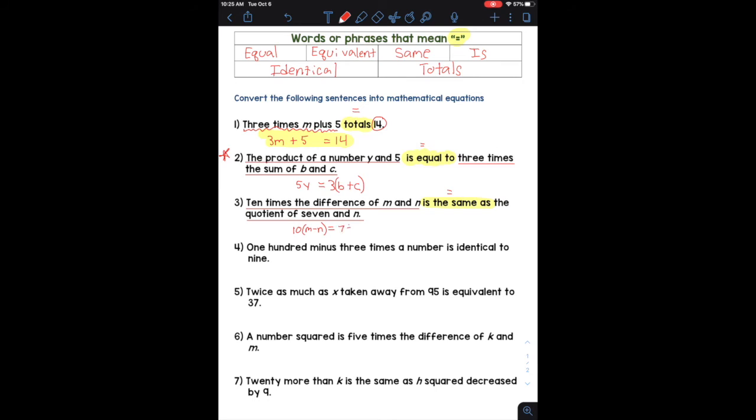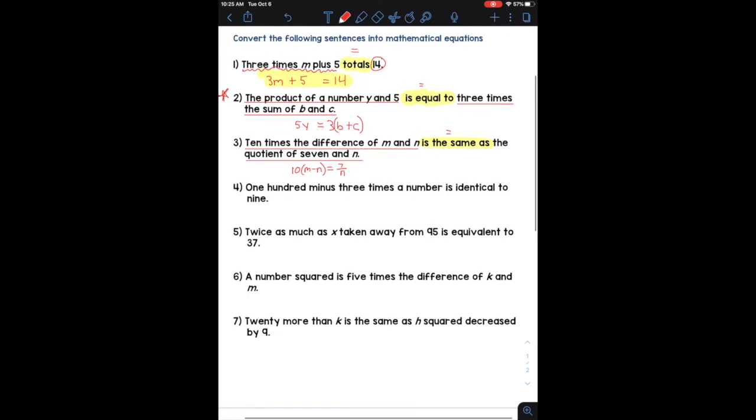The quotient of 7 and n. Quotient refers to division, so we could say 7 divided by n, or you could actually put it in a fraction and say 7 divided by n. Either option would be correct.